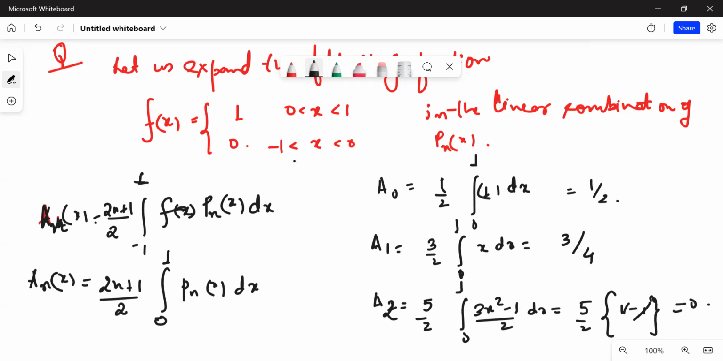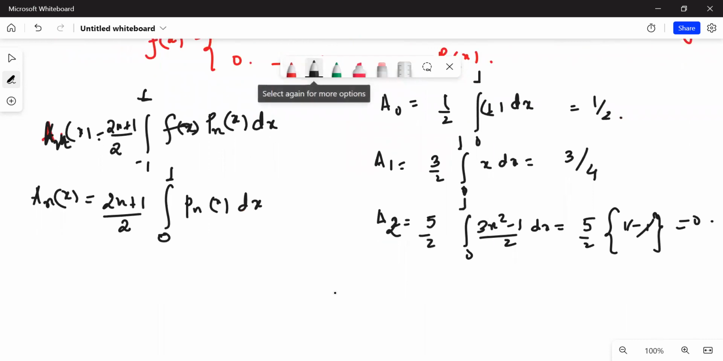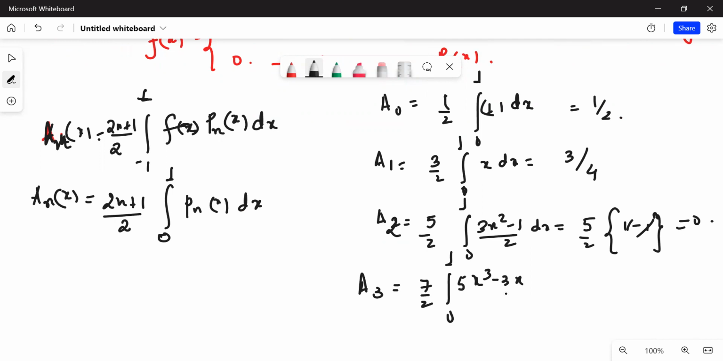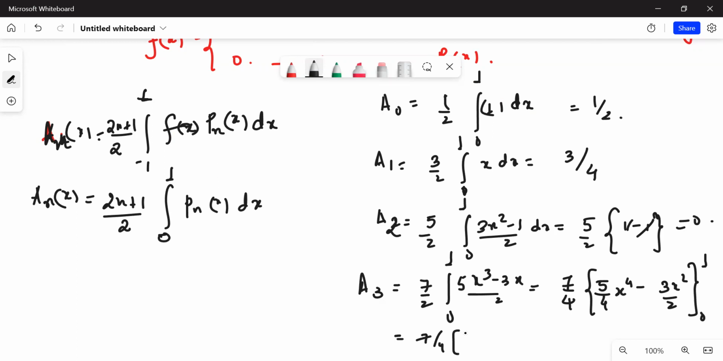Okay. And what would be a_3? a_3 would be 7 by 2, integration from 0 to 1, (5x cubed minus 3x) divided by 2. So this is like 7 by 2, and you have 5 upon 4 x to the power 4 minus 3x squared upon 2, from 0 to 1. And so you will get here 7 by 4 into, I think this would be minus 7 by 16.